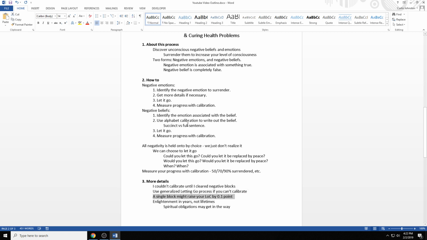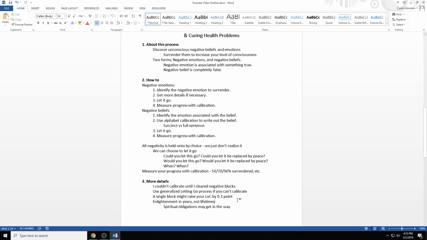I calibrate myself while doing this process, and typically, surrendering a single negative emotion or single negative belief might raise my level of consciousness by 0.1 points, sometimes by 0.3 points. Or sometimes if it's a major block, it can actually raise your level of consciousness by over 1 point. And this is in the process of like an hour, or 30 minutes doing this surrender process. However, usually a block will raise your level of consciousness about 0.1 to 0.3 points on the map of consciousness. Now, what this means, incredibly, is that enlightenment may only be years away, not lifetimes away.